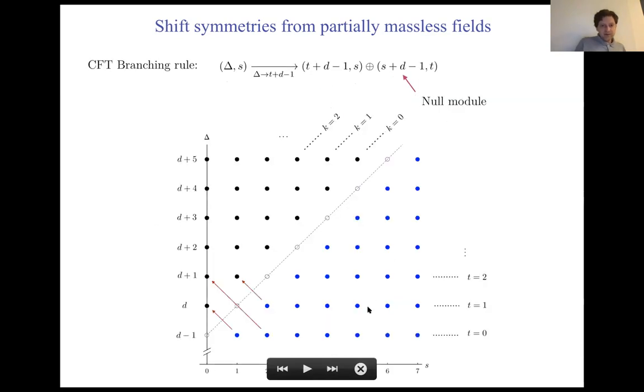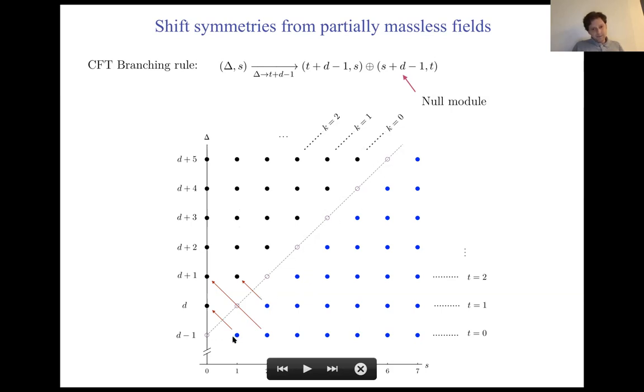Okay, so here's the picture now with our partially massless fields in blue, our shift fields in black. And from the CFT point of view, what's happening is you have this generic Verma module for the CFT, and as you approach one of these partially massless points, one of these null modules develops, and that null module is precisely the module for one of these shift symmetric fields. So the one it corresponds to, you can tell by flipping around this diagonal line.